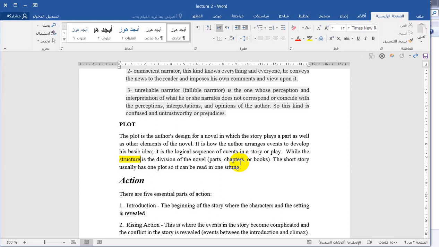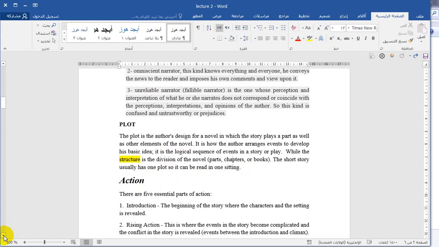In third year you are going to study, for example, inshallah, Charles Dickens, his novel Hard Times. This novel Hard Times is divided into three books: book 1, book 2, book 3. While in fourth year you are going to study, for example, modern novelists. Modern novelists divide their book into chapters, and this is the view of the novelist, but it is the division. The structure is the division of the novel. So this is the difference between plot and structure, and between plot and story.